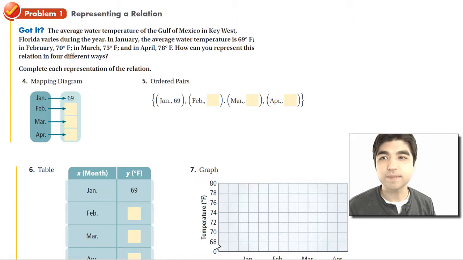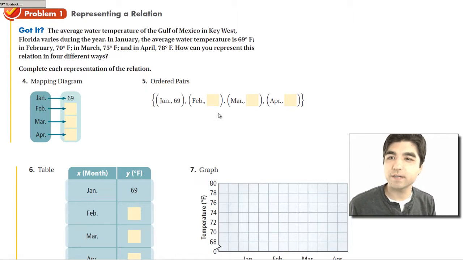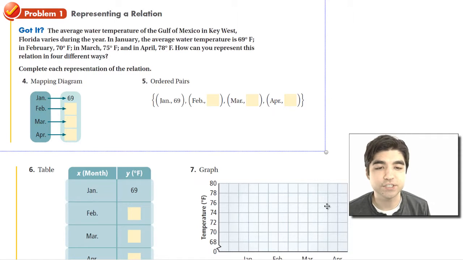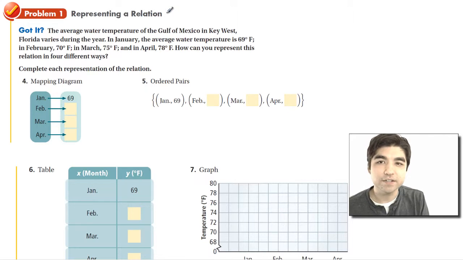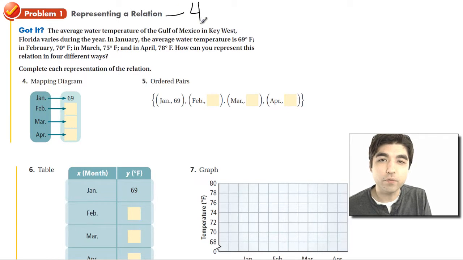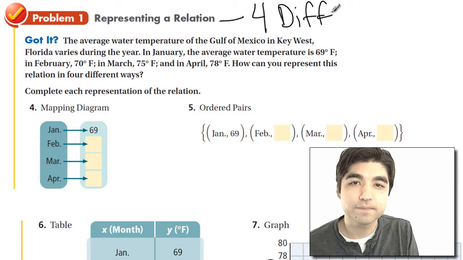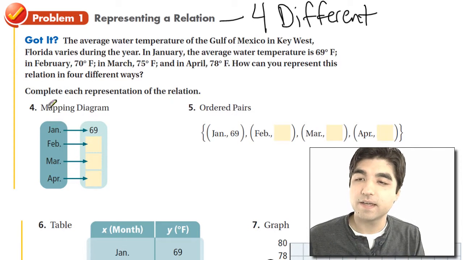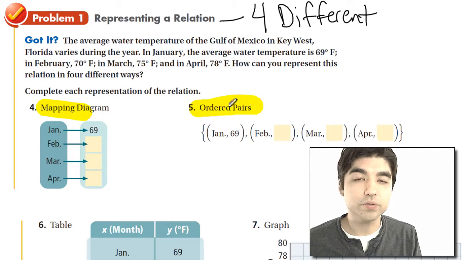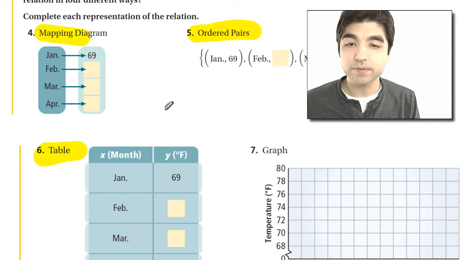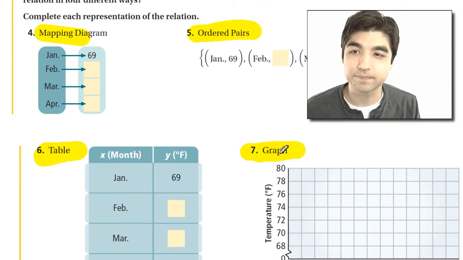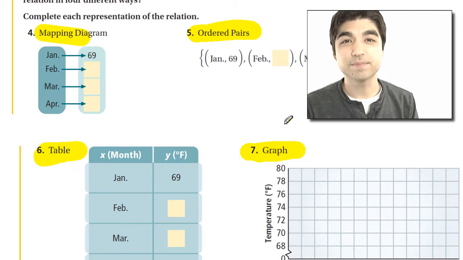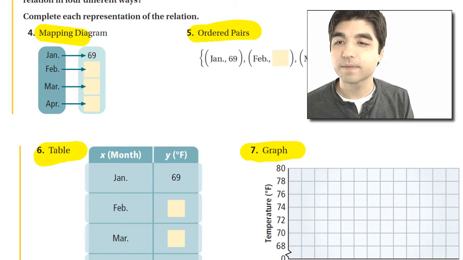Okay, so let's try problem number 1 from section 1. It says that we need to represent a relation. The first thing that you need to know is that you can represent a relation 4 different ways. And those 4 different ways are mapping diagrams, ordered pairs, a table, or a graph. So those are the 4 different ways to represent relations. So you might want to write that down in your notes.